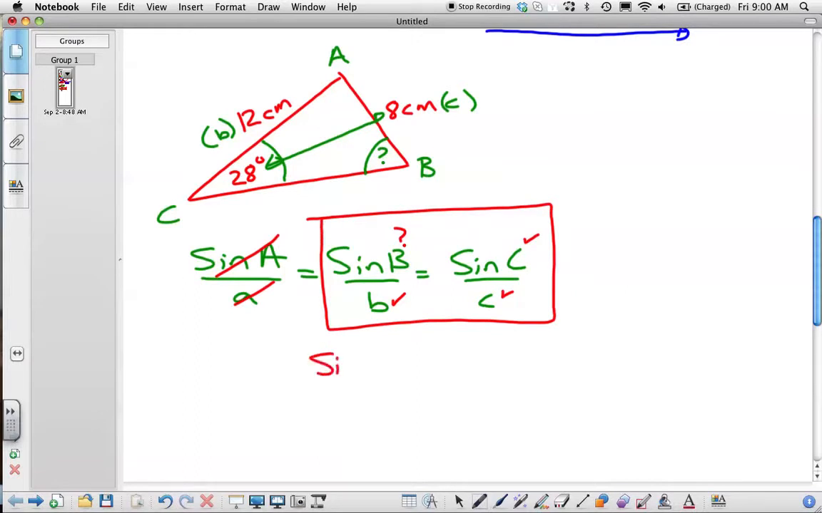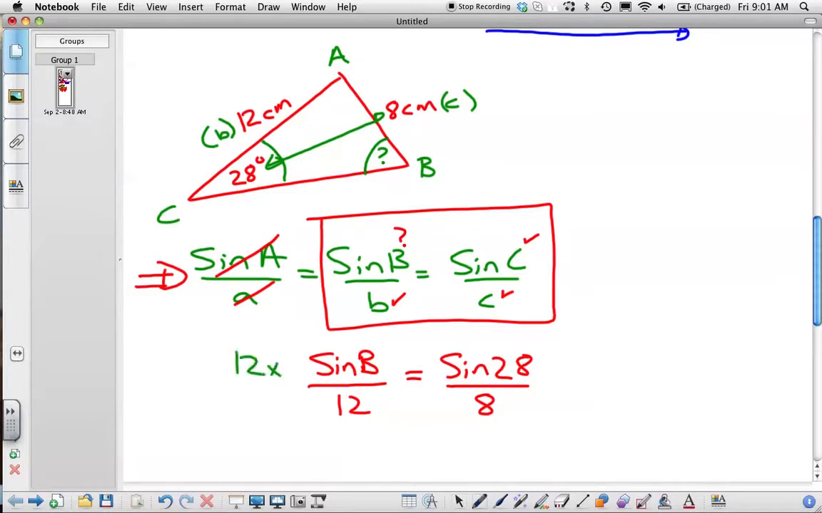I'm going to substitute my values in. So we're going to get the sine of B, that's what we're trying to find, over 12 is equal to the sine of C, which is 28, divided by 8. Now here you can see, by choosing this form, my unknown is at the top, and that's why we use the different forms. I want to find B, so I'm going to try and isolate it. So I'll multiply both sides by 12, and that 12 will cancel out. And so I'm going to get the sine of B is equal to this.